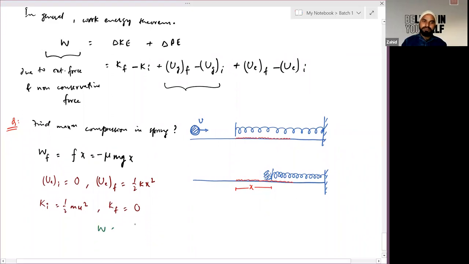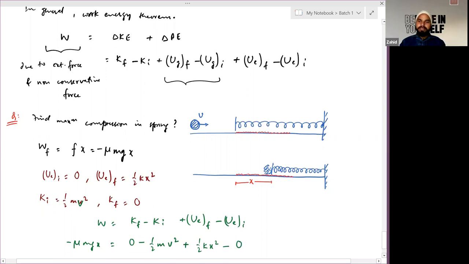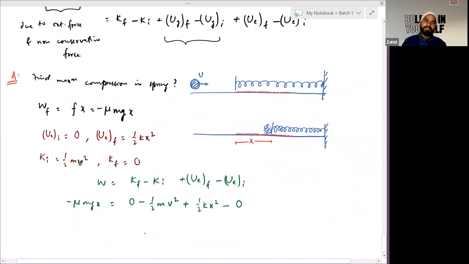work done is equal to kinetic energy final minus kinetic energy initial plus elastic potential energy final minus elastic potential energy initial. Work done is minus mu mgx. Kinetic energy final is 0 minus kinetic energy initial, which is half m v square. This is v. Elastic potential energy final is half kx square, and elastic potential energy initial is 0. So we have to calculate x from this expression.